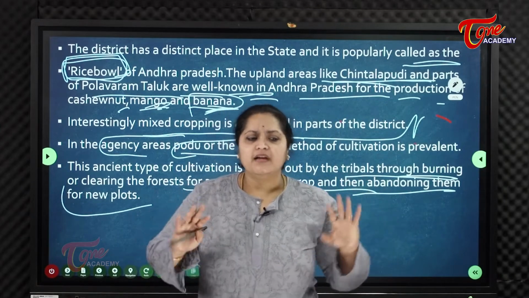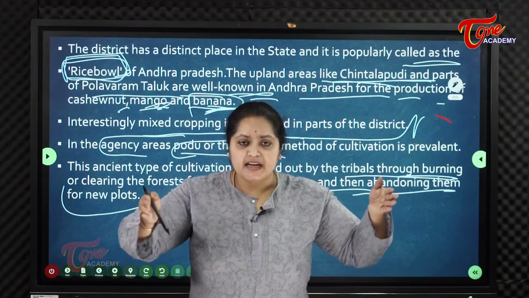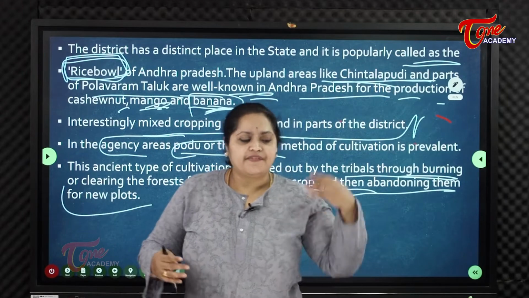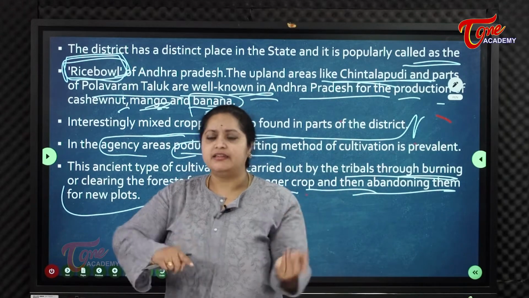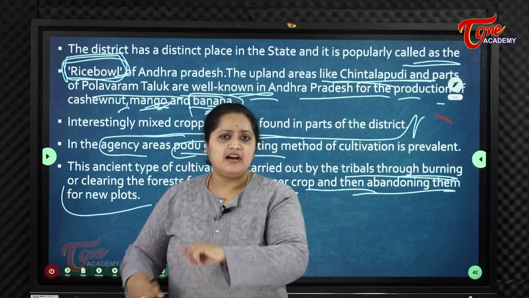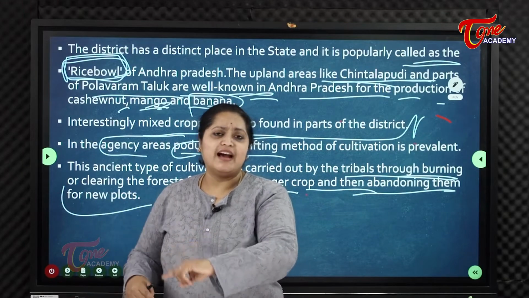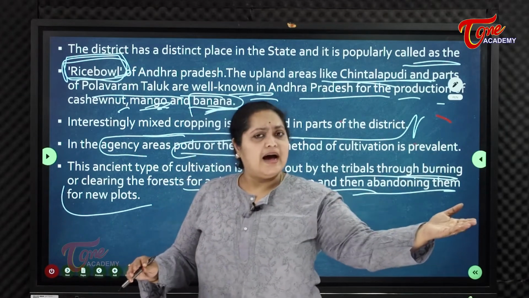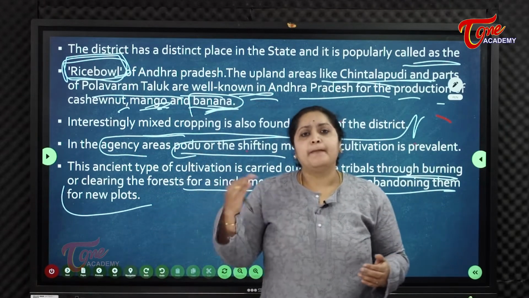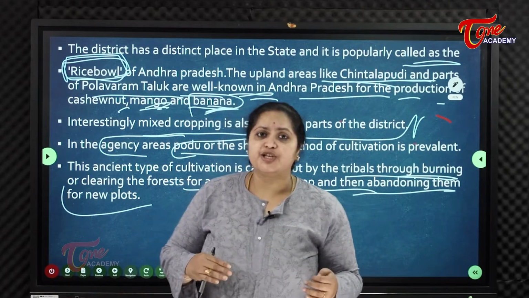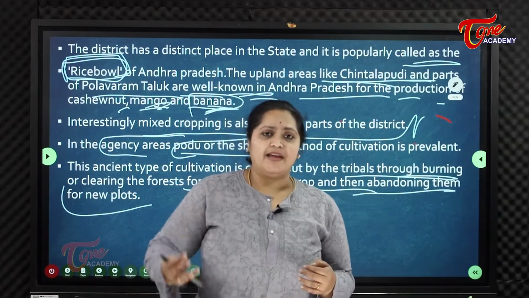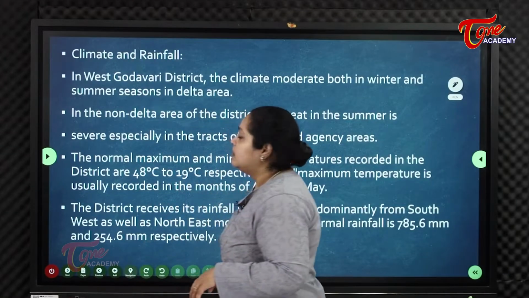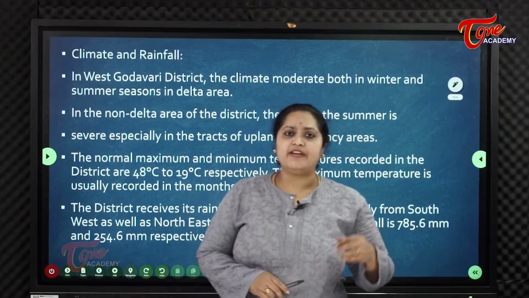Shifting or nomadic means they don't stay or stick to a particular piece of land. If they are done with this particular land, they'll go to some other place. Again they do farming, and after harvest they abandon that place and go to another place, just like nomads. That is called Podu or shifting cultivation. It is especially practiced by tribals of West Godavari district. So that is agriculture and types of agriculture.